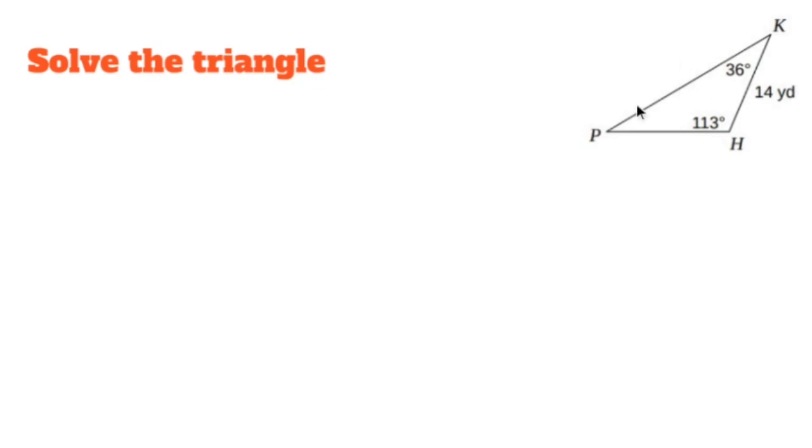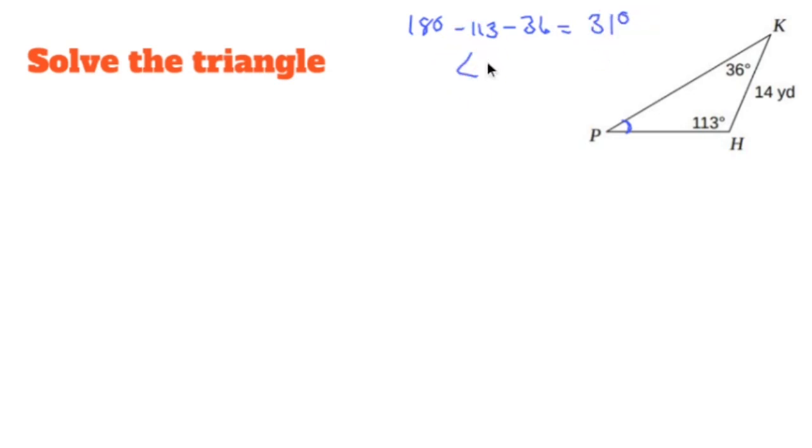Solve this triangle right here. Solve the triangle means find all the other missing parts. What do I have? Two angles, a side, nothing else. So whenever I have two angles, the first thing I can do is find that missing angle by doing 180 minus 113 minus 36, and that gives me an angle measurement of 31 degrees.